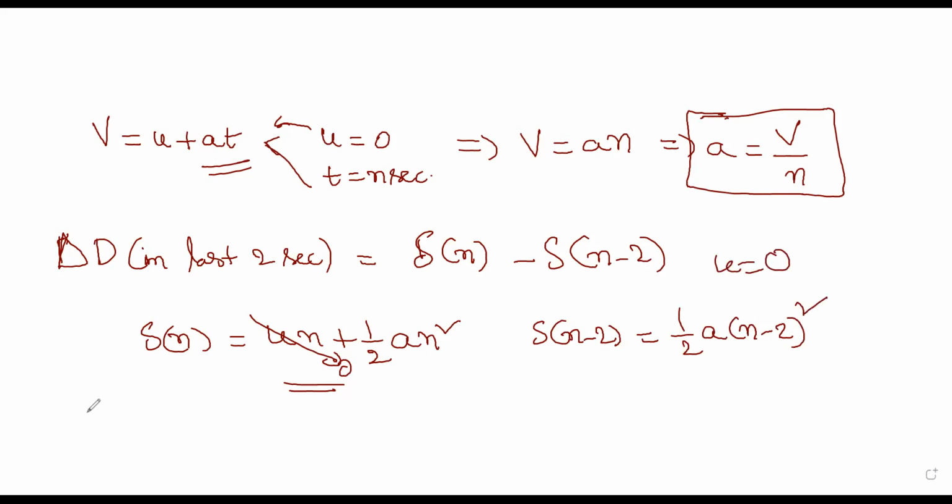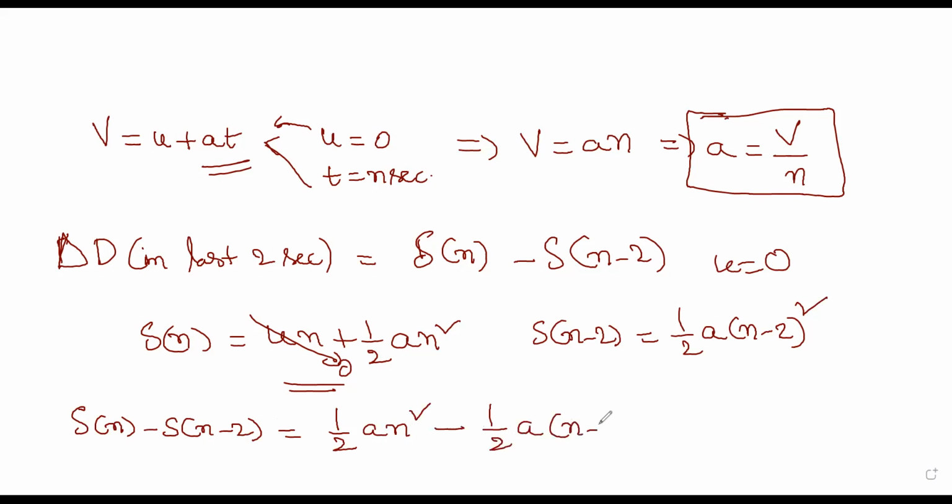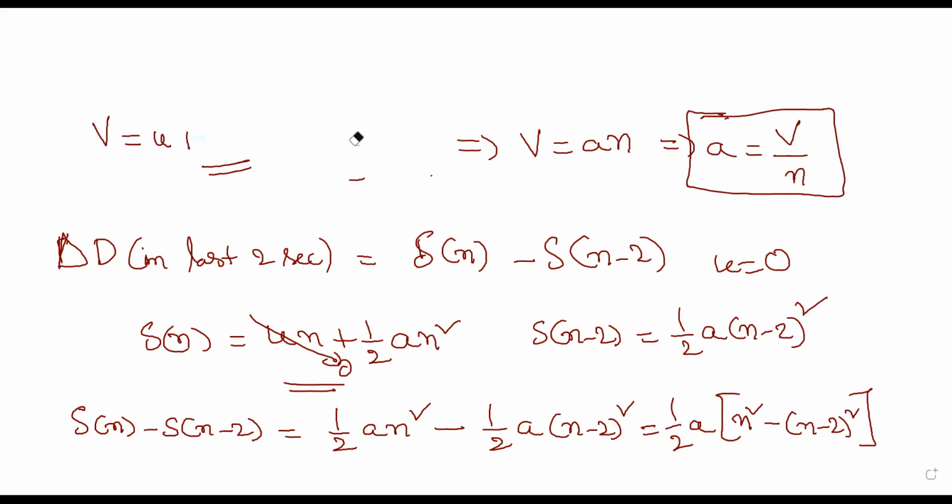And now we take the difference of these two, that is Sn minus S(n minus 2). So half a n square minus half a into n minus 2 whole square. This is what you have. So you have half a into n square minus n minus 2 whole square. So this is what I want. And now let us solve this problem. So it can be done like this.